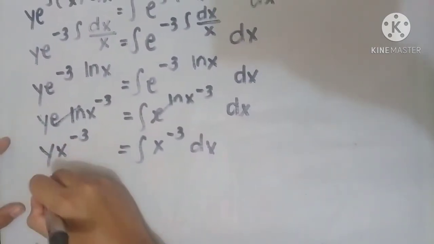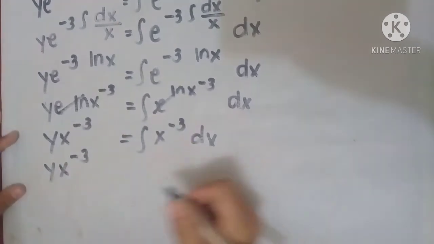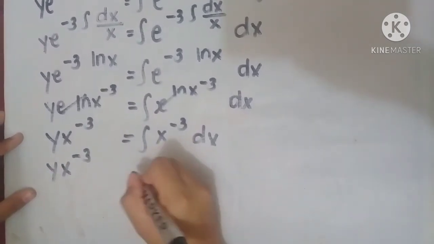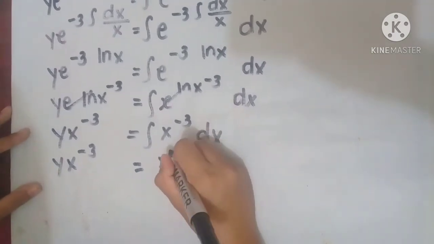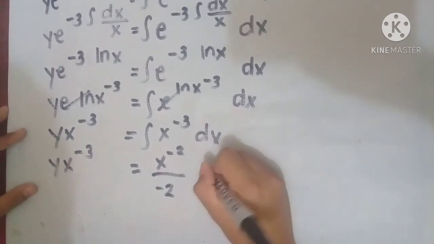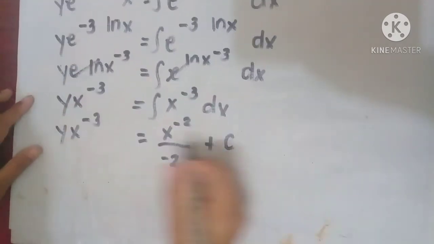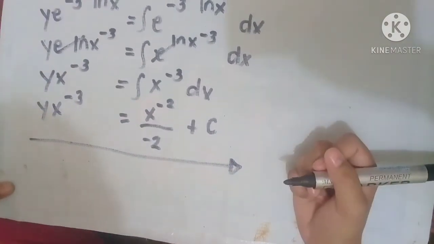We have now y x raised to the power of negative 3 equals x raised to the power of negative 2 over negative 2 plus c. So this is now the answer for the given linear differential equation.